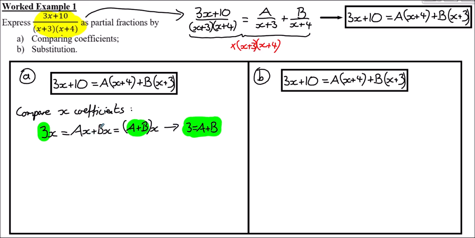If I now compare the constants, just the numbers if you like, I'll stress again, this isn't my favoured method. Part B I think is easier, but you can draw your own conclusions. So just comparing constants. On the left I've got 10. On the right, if I expanded out, I'd have A times 4, which is 4A, plus B times 3, which of course is 3B.